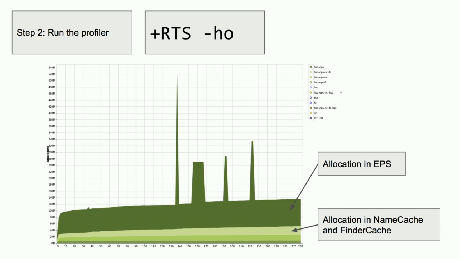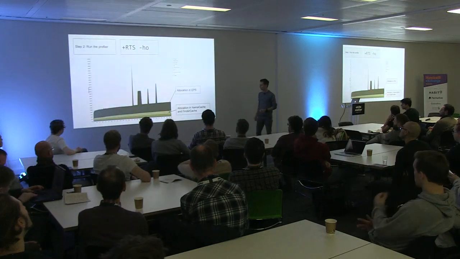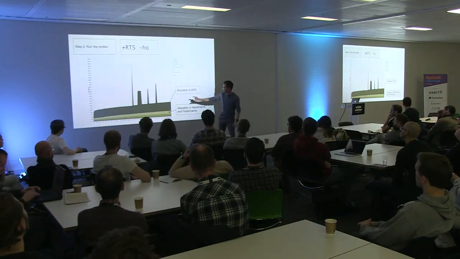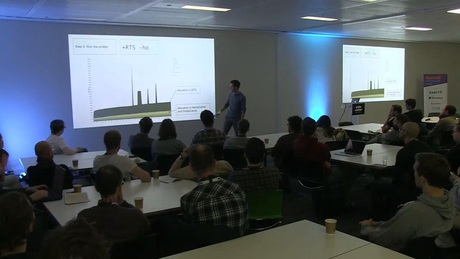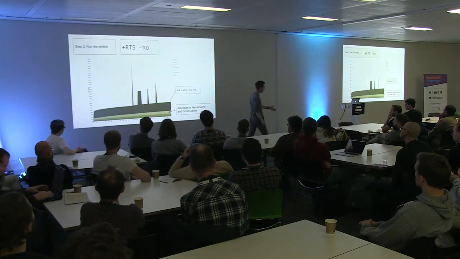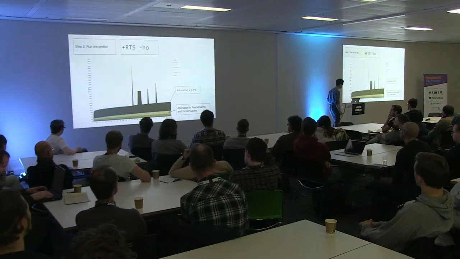OK, so this wasn't actually as conclusive as I thought it would be when I started doing the experiment, but I wanted to show an example of using this profiling mode. So this big band up here is things that are allocated in the external package state. So you can see that the external package state retains a lot more memory than the home package table potentially.